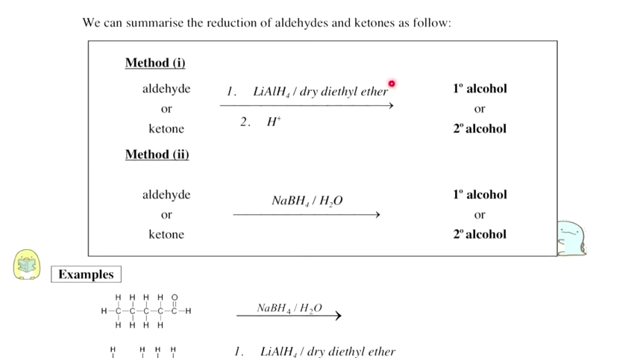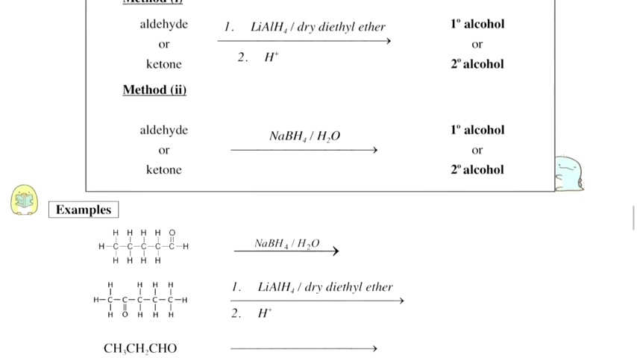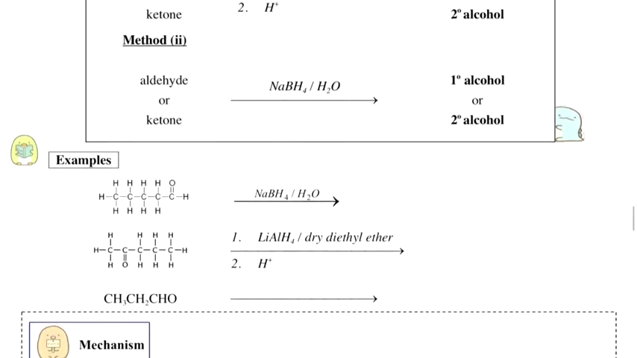So let's go back to the summary part. That's the first choice. Remember, it's 2 steps. You need to label it step 1, step 2, and label the reagent needed. And the second choice, you can choose sodium borohydride. For this one, we can carry out this experiment in aqueous solution, so you can write the solvent as water. Okay, so let's try to work out some examples together.